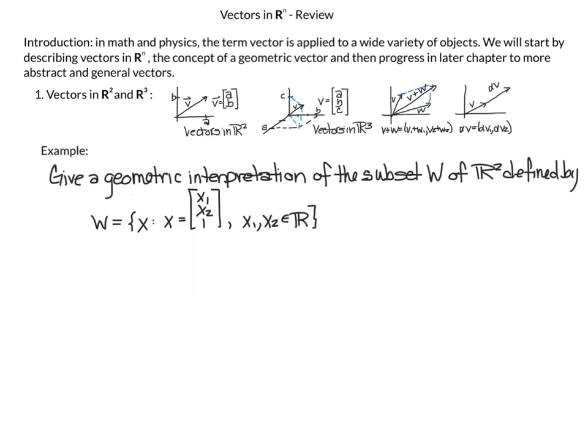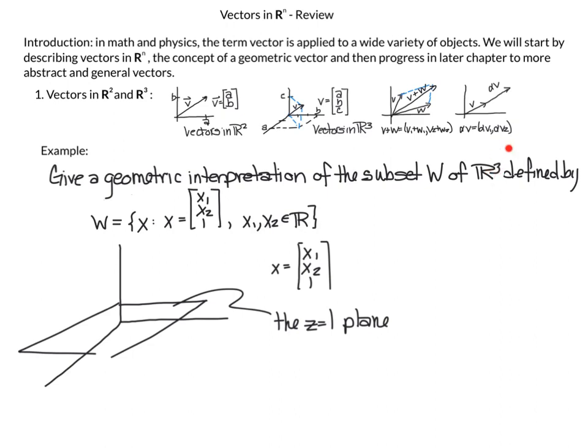Another example, give a geometric interpretation of the subset W defined by x, where x is equal to, this looks like R3, (x1, x2, z) with z equal to 1, and x1 and x2 are real numbers. So I changed this to R3. But anyway, this tells us that x1 and x2 can be any real numbers, but in three-dimensional space, we have z set equal to 1. So essentially what we have is the plane where z is equal to 1.